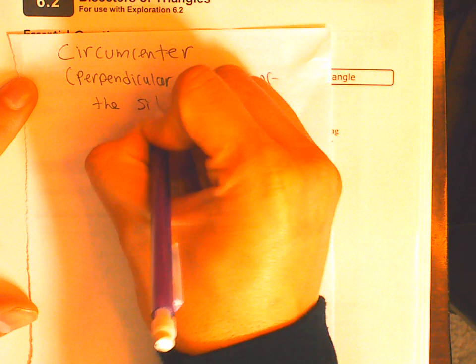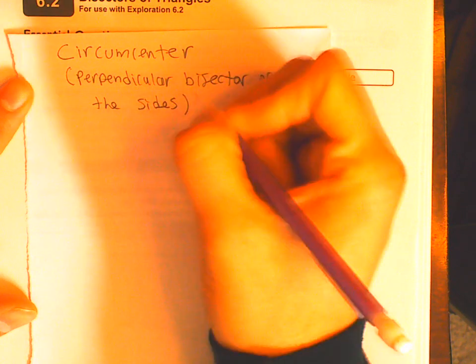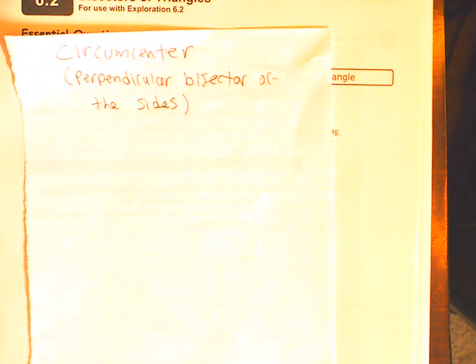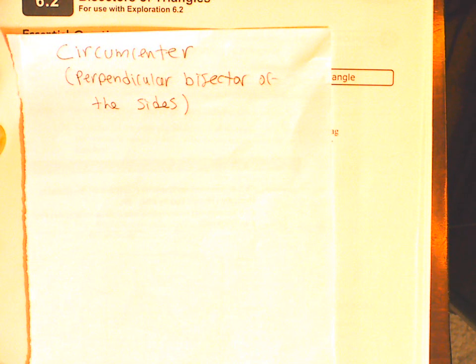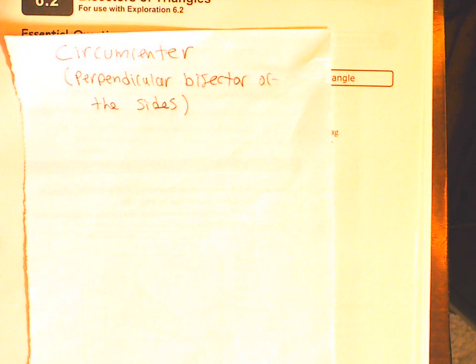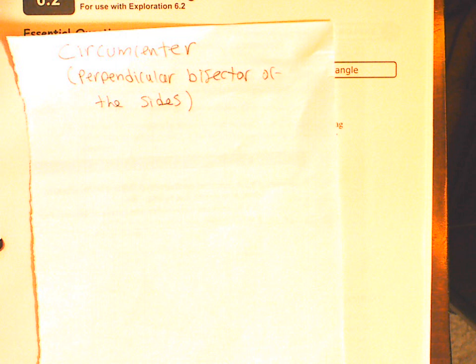Now, here's the thing. Obviously, triangles have 3 sides. We don't need to do the perpendicular bisector of all 3 sides. We really just need to do 2 of them. So in order to do this, the first thing you need is a triangle. Now, if you're doing an obtuse triangle or a right triangle, you're going to get different results, and that is okay. We're going to talk about that in a little bit.